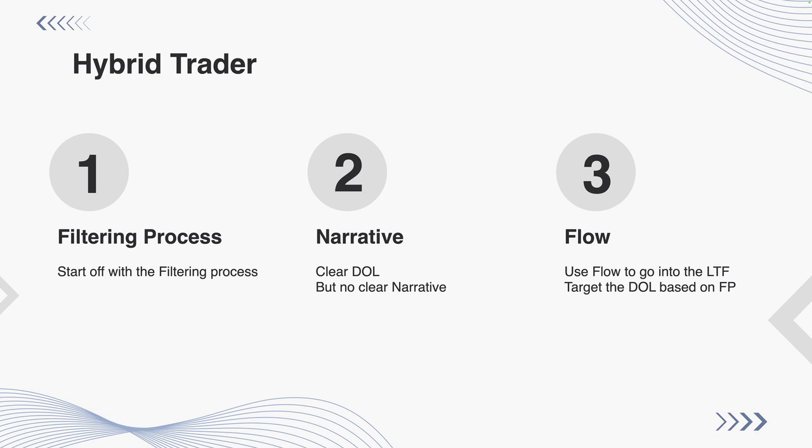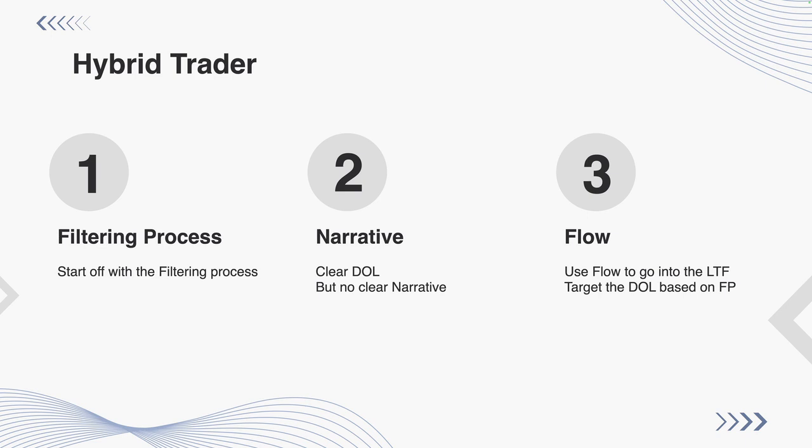Now, right here, if we look at the second one, it's narrative. Clear draw on liquidity, but no clear narrative. So the draw on liquidity, the bias is extremely obvious, as in we're going lower, we're going higher, like we saw on GBP US dollar, the example we used. There's a clear draw on liquidity, but no clear narrative on the daily and the 4 hour right there. So if you're a filtering process trader, you might be a little bit stuck. And if you feel like you're limiting yourself, then the hybrid trader right here might be your option.